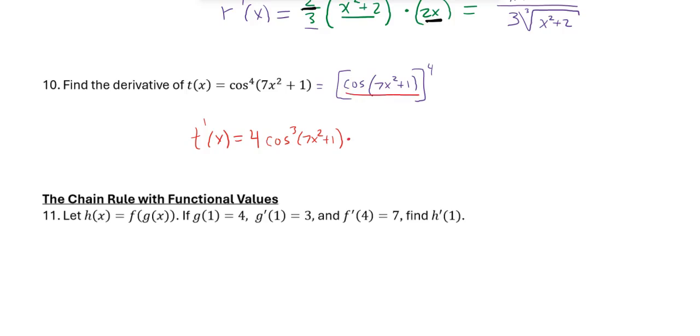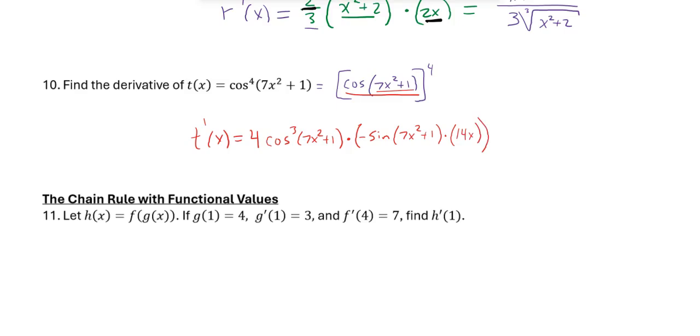It is, I'm going to put parentheses so I can put my negative sine of 7x squared plus 1, but there's a function inside that, times the derivative of 7x squared plus 1, 14x. All right, and I think I have the appropriate number of parentheses.